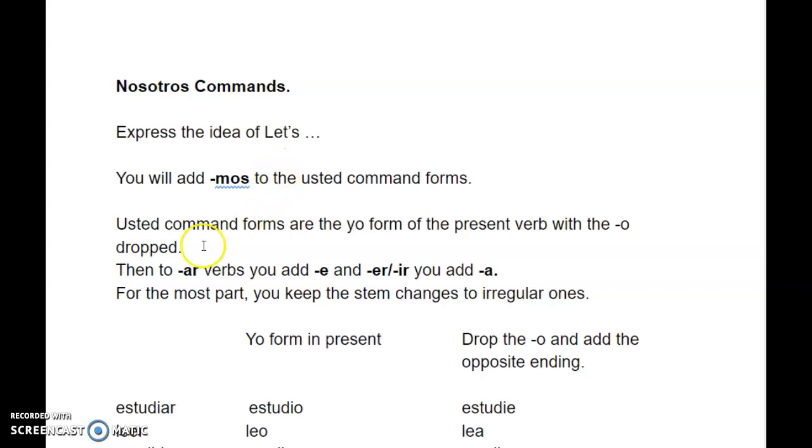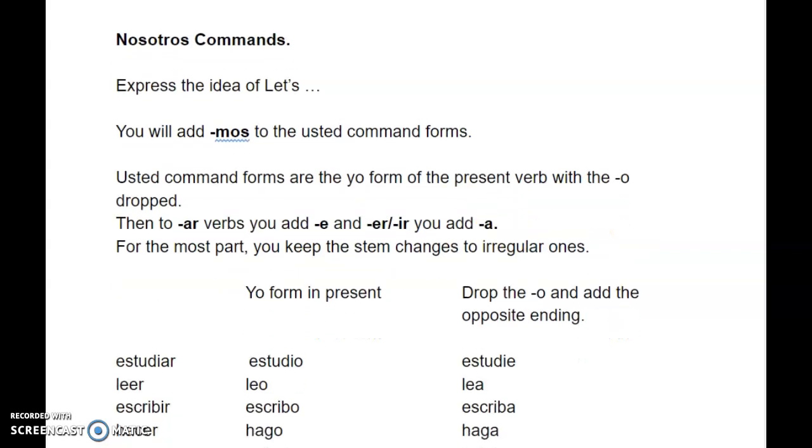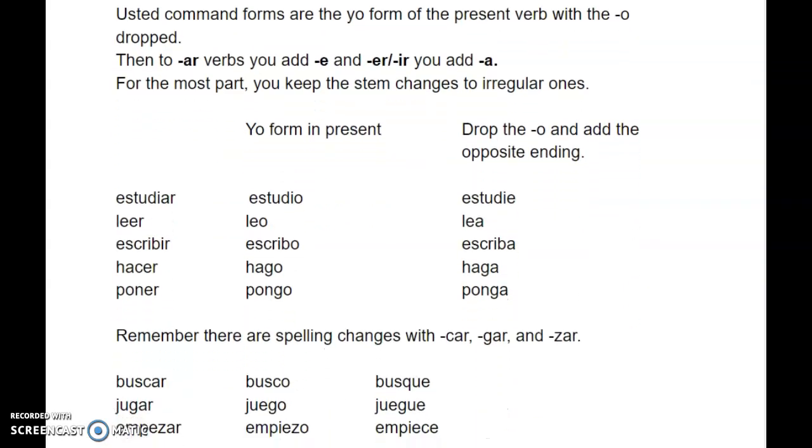Remember with the usted commands, you take the yo form of the present verb and you drop that O. Sometimes it's going to create a spelling change with our stems, remember? But for the AR verbs, you're going to add an E after you drop that O, and for the ER/IR verbs, you're going to add an A after you drop that O. And for the most part, you keep the stem changes to the irregular ones. So here are some examples of those usted commands.